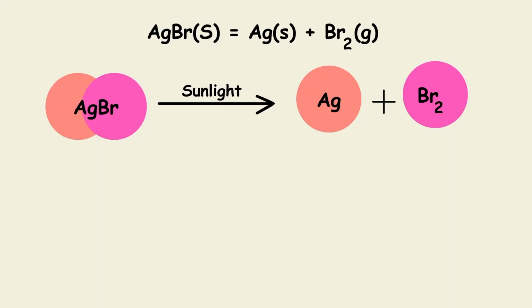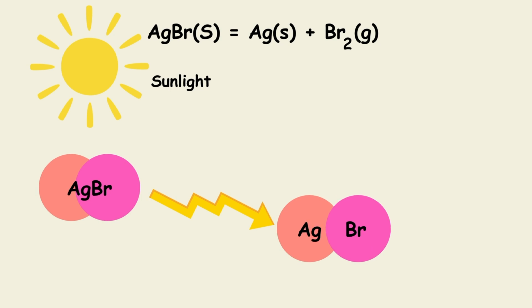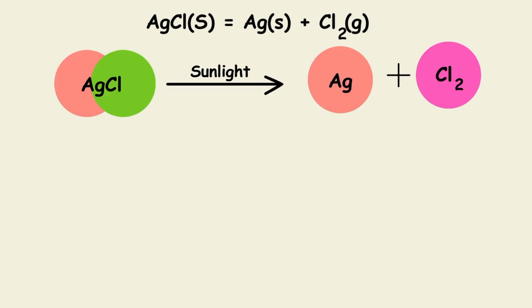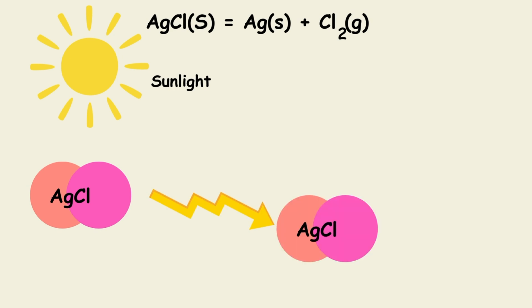Another example of decomposition reaction is the reaction of silver bromide when exposed to sunlight. It gets decomposed into silver and bromine. This reaction of silver bromide decomposing into silver and bromine is used in black and white photography. Another important example of decomposition reaction is the reaction of silver chloride. Silver chloride again, when exposed to sunlight, breaks down into silver and chlorine.